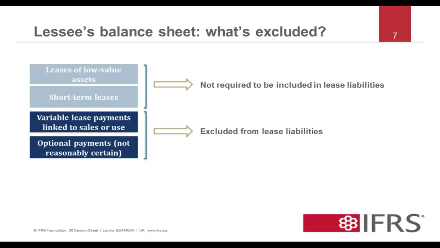And finally, the lease liability also excludes any optional payments that a lessee is not reasonably certain to make. Again, this is the same threshold as is used today in IFRS 17.